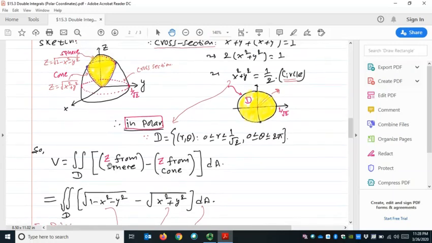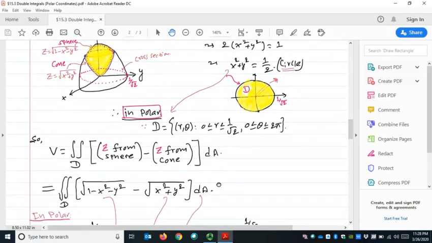So the z from the sphere is z equals radical 1 minus x square minus y square, and z from the cone is radical x square plus y square. Let me scroll down, and we know our domain is a circular domain, which is a circle of radius 1 over radical 2. So we are plugging in the polar coordinates.